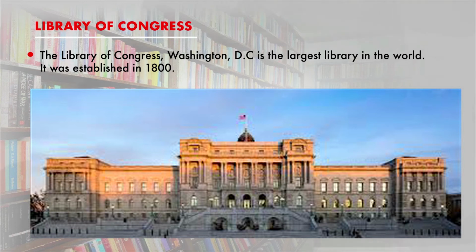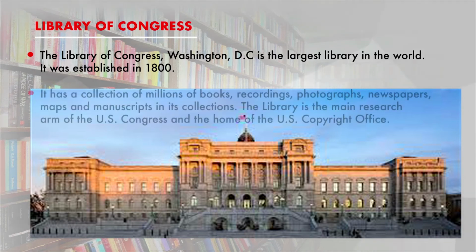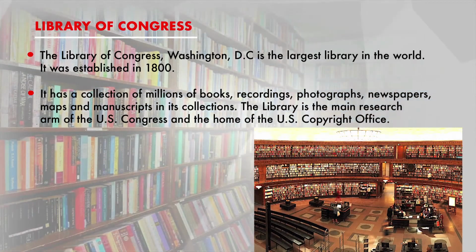Then, coming to some of the important national libraries all over the world. The Library of Congress is one of them. The Library of Congress is situated in Washington DC and is the largest library in the world. It was established in 1800. It has millions of books, recordings, photographs, newspapers, maps and manuscripts in its collection. The library is the main research arm of the US Congress and the home of the US Copyright Office.